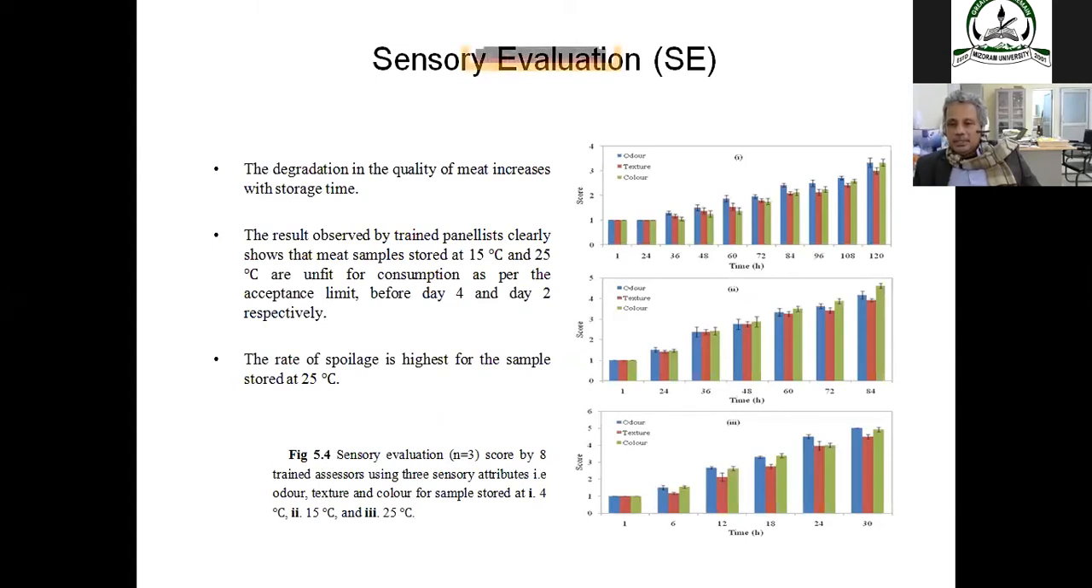These are the different measurements of the rate of spoilage at different times. We have seen that at 15 degrees, spoilage started after 4 days. Even if you put it in the fridge, you should not take the meat or fish after day 4. It depends on the temperature, 15 degrees, 25 degrees. We have done it: at 25 degrees, after day 2 you should not take it. If you put the fish at 25 degrees, you should not take it after 2 days, because we have seen that.